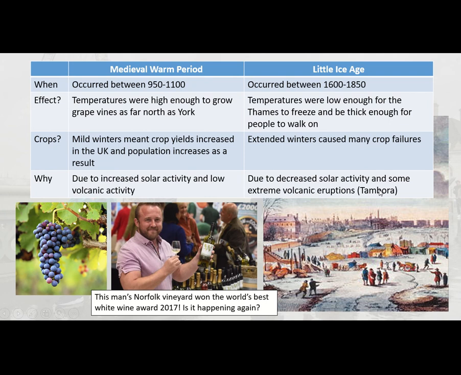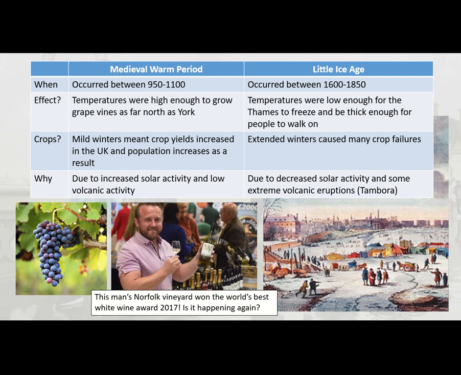It produced such a large ash cloud that it blocked so much solar radiation that actually parts of Europe's crops failed. And Tambora is on the other side of the world, so it just shows you the impact that an ash cloud can have if it gets caught up in atmospheric circulation.